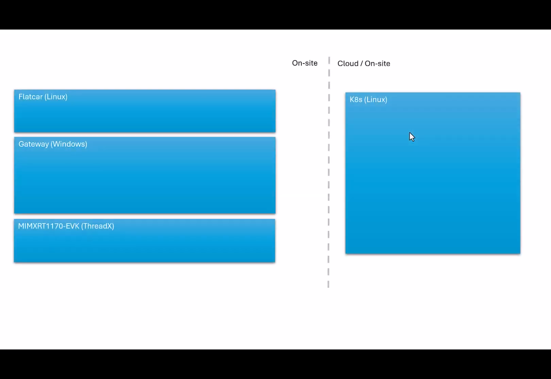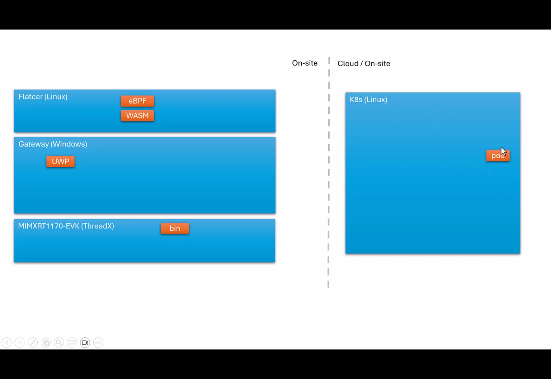In this demonstration, we are going to deploy a distributed edge application spanning multiple operating systems. To the right, we have Kubernetes, and to the left, we have an ECU running on Flatcar OS, and we have a Windows gateway, and we have an NXP board running on ThreadX. And my application is comprised of multiple components.